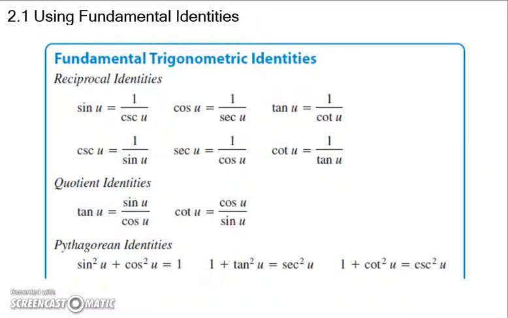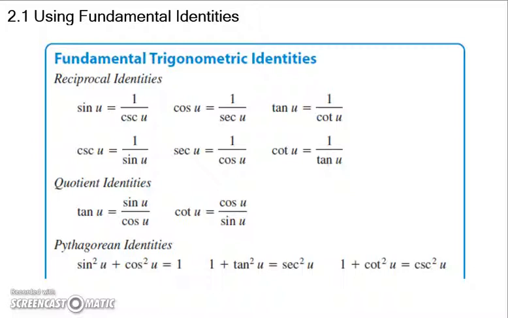Alright, in this section we're going to talk about section 2.1, using fundamental identities. An identity is a statement that's true no matter what you plug in for the variable. So looking at this first part of the table of identities that's on your paper, just looking at sine of u, sine of u is going to be equal to 1 over cosecant of u no matter what.